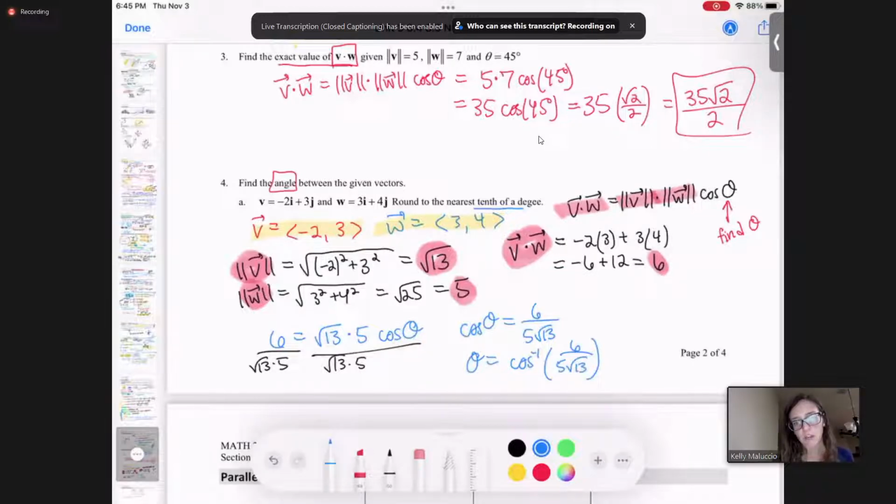And so theta is going to be the inverse cosine of 6 over 5 root 13. You can just enter that right into the calculator, make sure you're in degree mode, and get what that is.